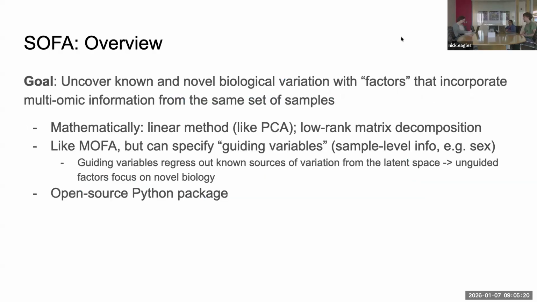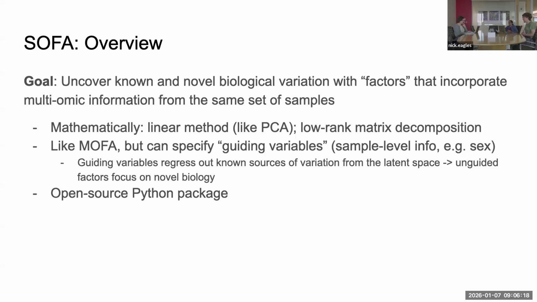As an overview, it's very similar to MOFA, a mathematical technique where you get factors that incorporate data across a bunch of different omics. You have the same set of samples, and then different measurements on those samples. That could be very diverse things. It doesn't have to be measurements of genes or transcripts. It can also be different scores. They give a lot of different examples, but it can be really any type of quantitative information. Mathematically, it's a linear method, similar to PCA in some sense. Really, it's using a low-rank matrix decomposition, and we'll get into that in the next figure.